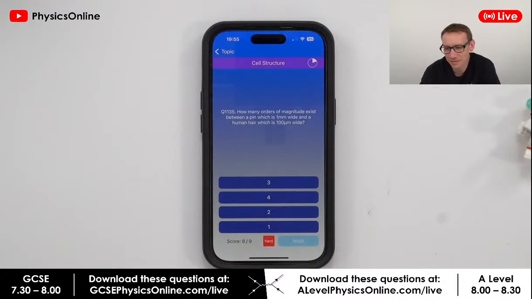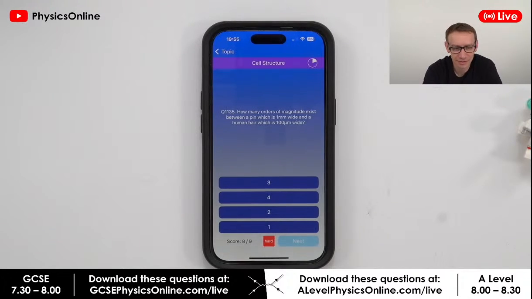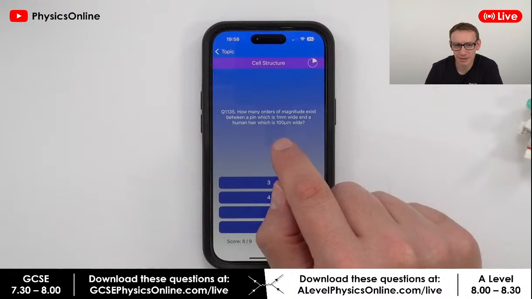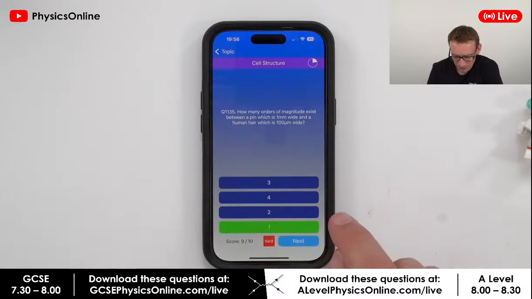Okay, this one here, actually, this is a good bit of physics for everybody who's just joined. Right, so we're going to get on to A-level physics quite soon in about 5 minutes. We'll just do maybe 3 or 4 minutes of biology, just for anybody joining this who's got their biology B1 papers tomorrow. Okay, how many orders of magnitude exist between a pin which is 1 millimetre wide and a human hair which is 100 microns wide? So, a micron is 10 to the minus 6, and a millimetre is 10 to the minus 3. But effectively, a micron is 1,000 times smaller than a millimetre, but this is 100 times those thousandths. So the answer would be 1.